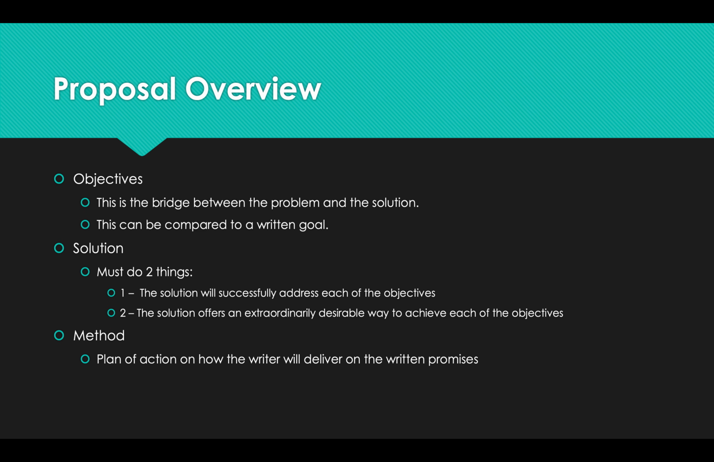After identifying the problem, the objectives need to be set forth in order to make the reader understand what the writer hopes to accomplish. This acts as the bridge between the problem and the solution. This section can be considered as the goal-setting element of the proposal. With an identified need and a clear goal to solve the problem, the solution is the next part of the proposal. The solution has two requirements.